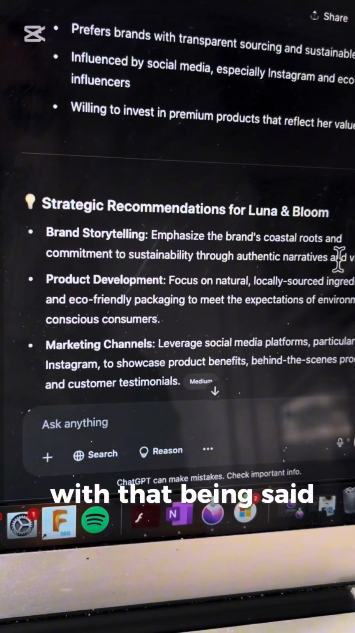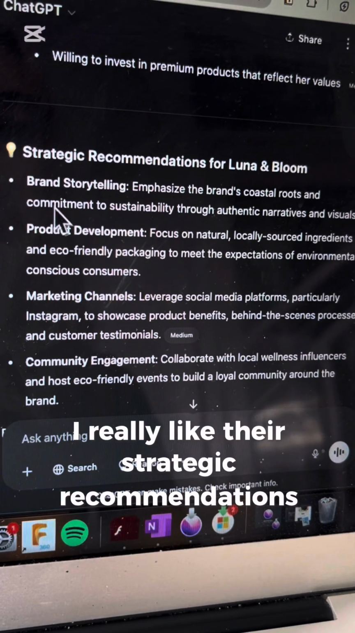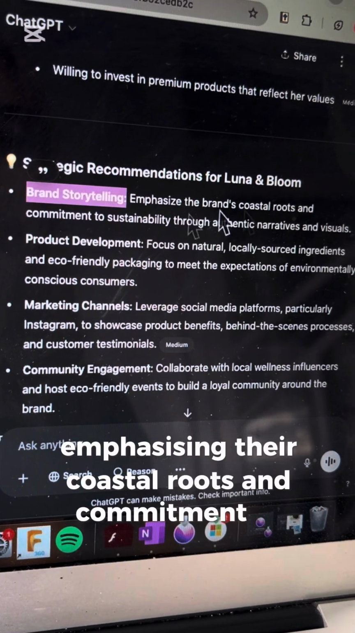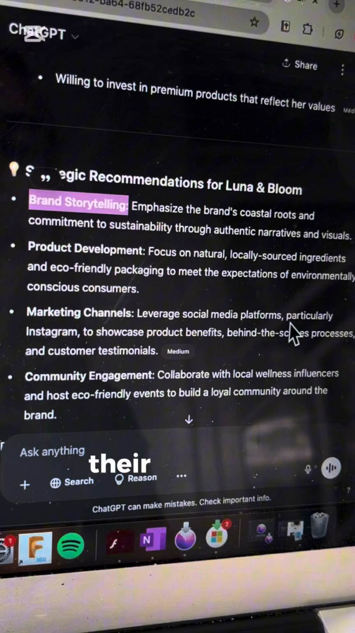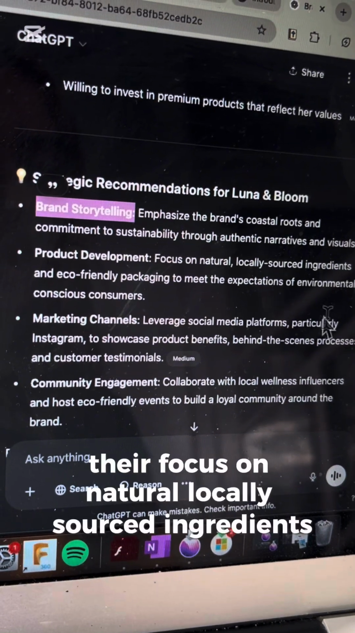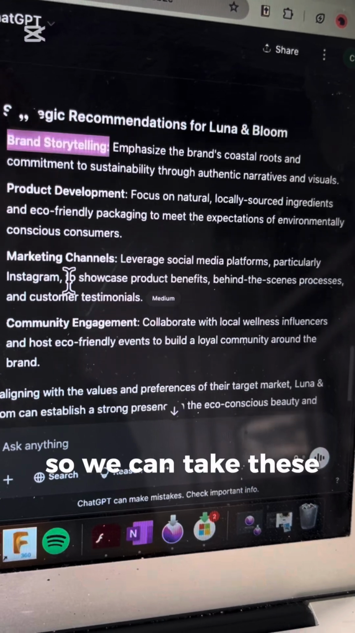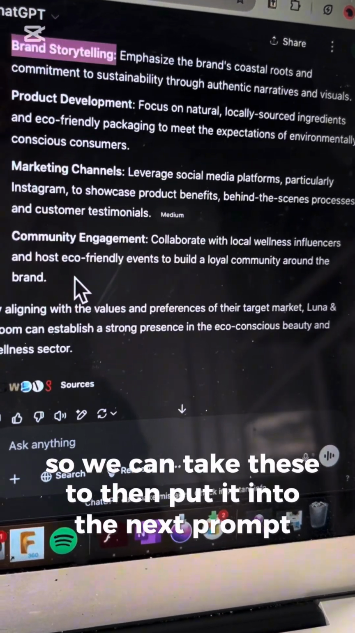With that being said, I really like the strategic recommendations for brand storytelling. Emphasizing their coastal roots and commitment to sustainability. They're focused on natural, locally sourced ingredients, eco-conscious consumers. So we can take these to then put it into the next prompt.